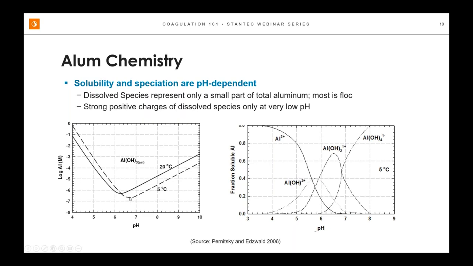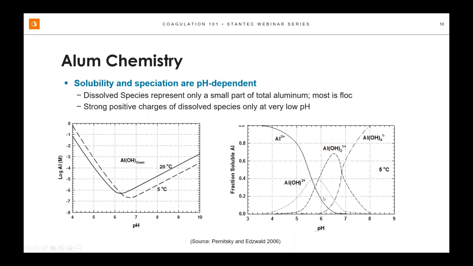The other thing we'll see here is if you're trying to meet residual aluminum targets in your filtered water, it's going to be harder to do that in the summer because the solubility dictates that there's going to be more dissolved aluminum at all conditions at 20 degrees. So most of what we find is floc, and the floc is the most important. This graph, though, just shows you what's happening with the species that happen to be dissolved.